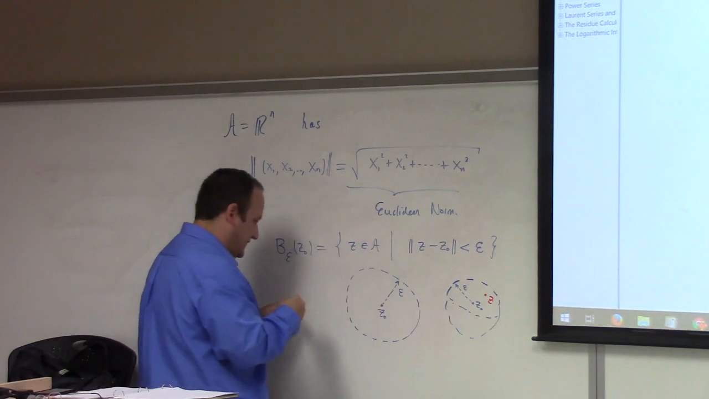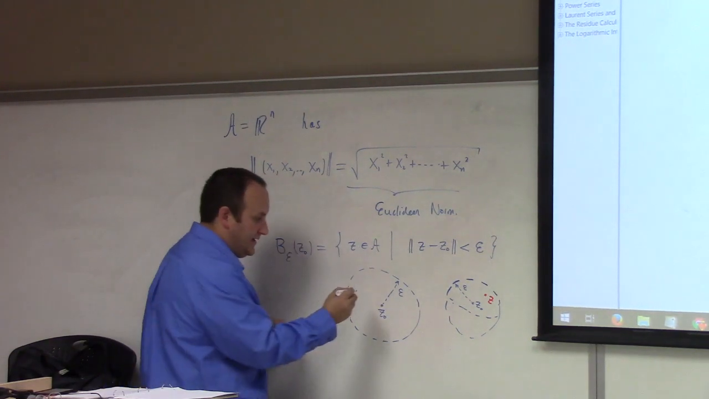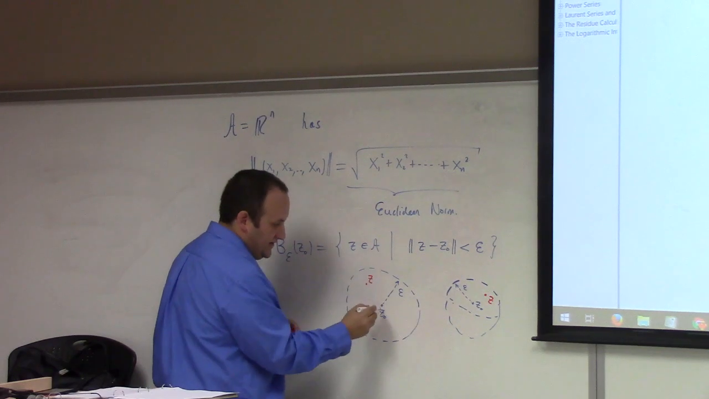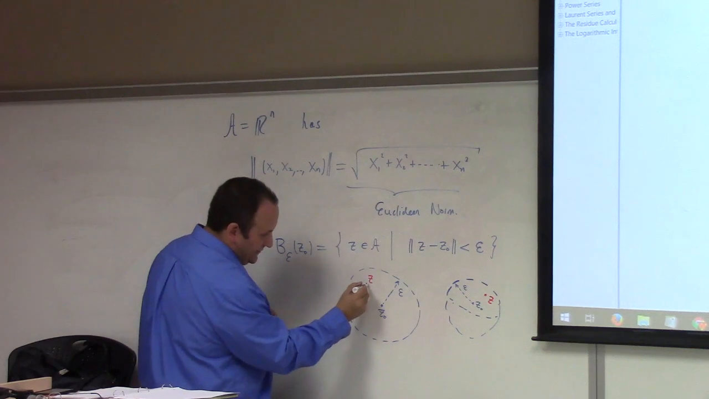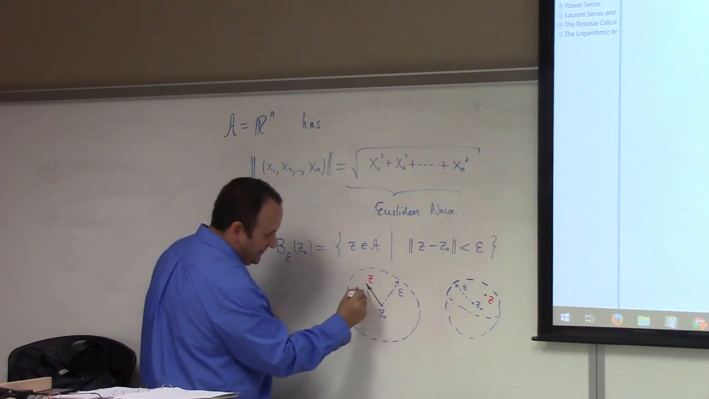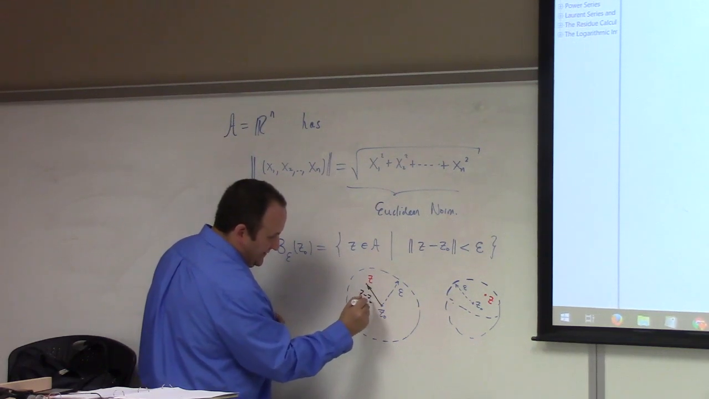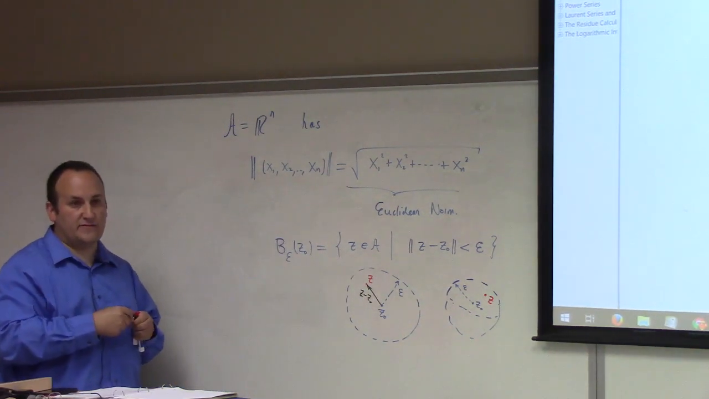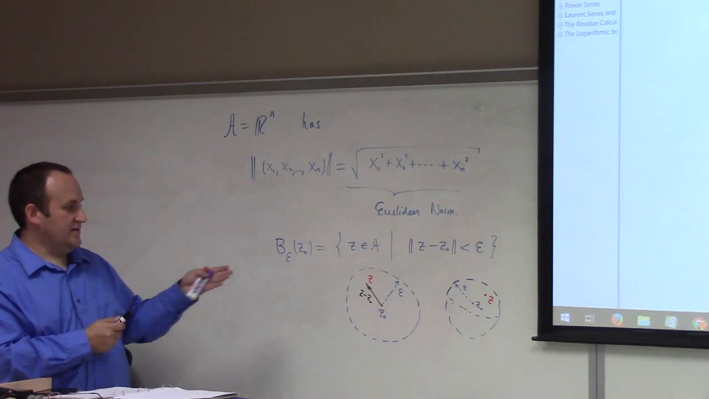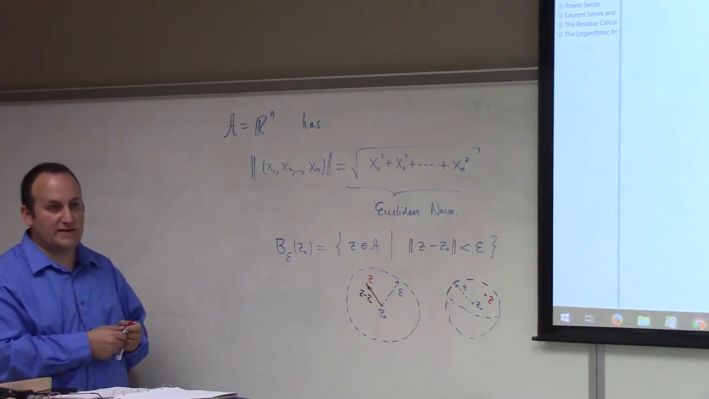Now, I have taken these notes, and this displacement vector right here, this one going from here to here, is what? This is z minus z naught, right? So what we're saying is that the points in the open ball of radius epsilon are at a distance less than epsilon from the center. And in 2 dimensions, we tend to call the open ball an open disk.